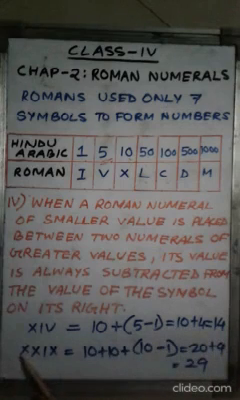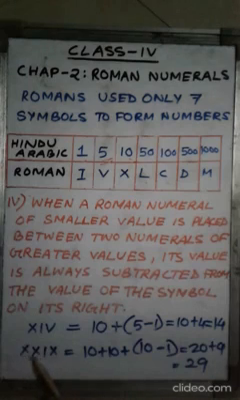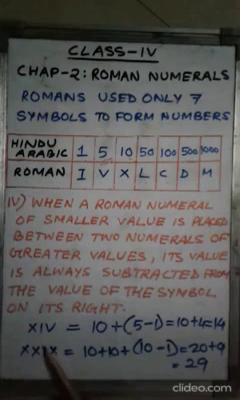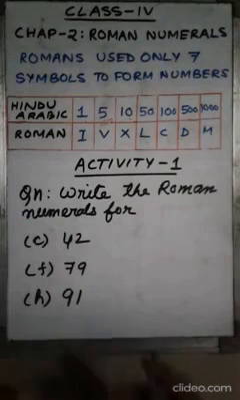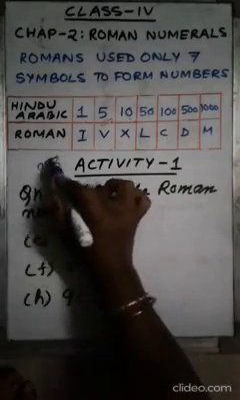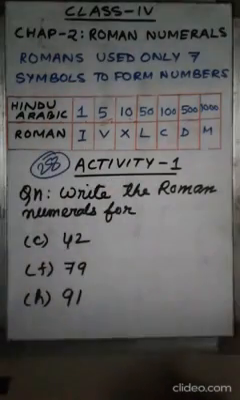For this, it is a repetition of the symbols, so 10 plus 10. For this we have to write 10 minus 1 plus 10 minus 1, that will be equal to 29. Now we shall solve some problems from activity 1, page number 28. Page number 28, you check.